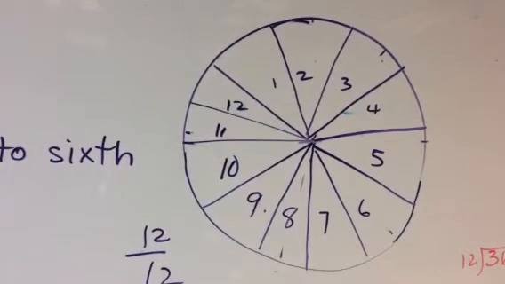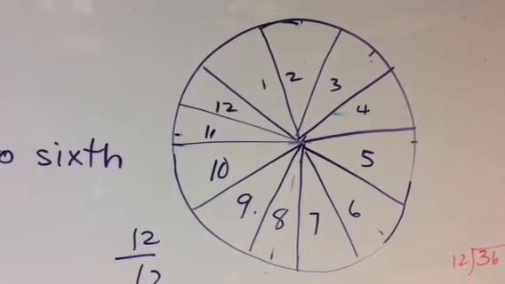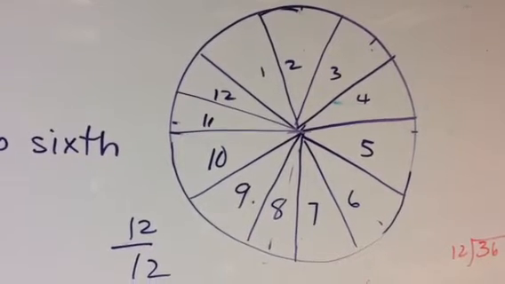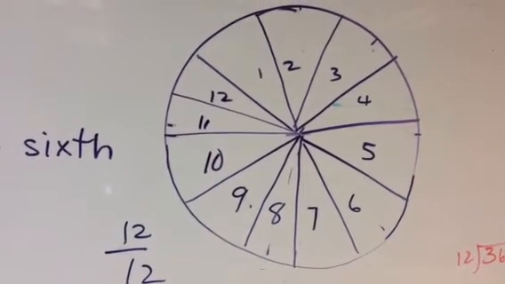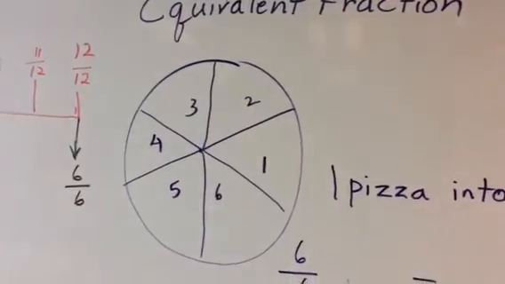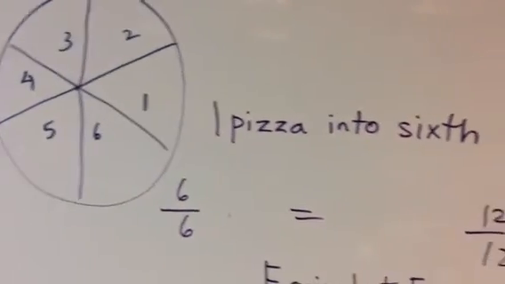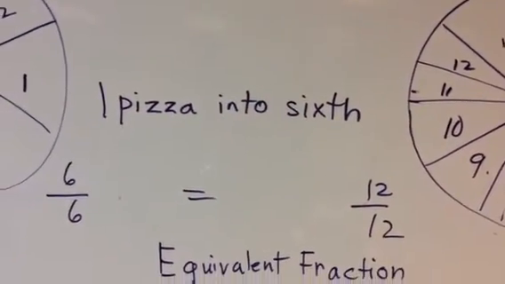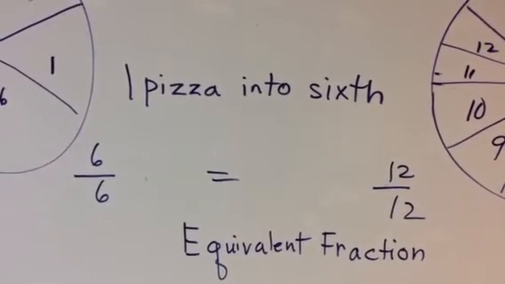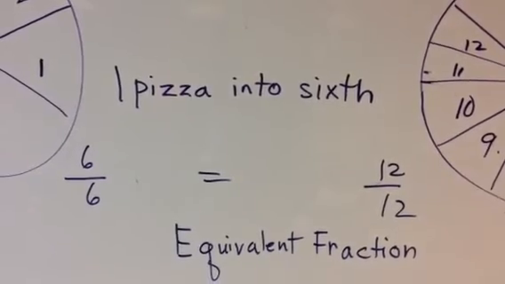Because that same pizza, which had 6 slices, I divided into 12 equal parts. And that's equivalent. That whole 12 is equivalent to the whole 6. So 6/6 is equal to 12/12. That is an equivalent fraction. 6/6 is a whole, 12/12 is a whole. So they are both of the same value.